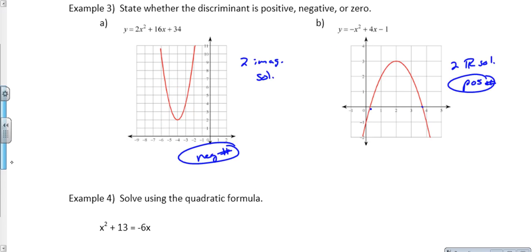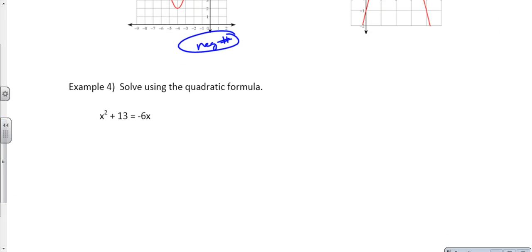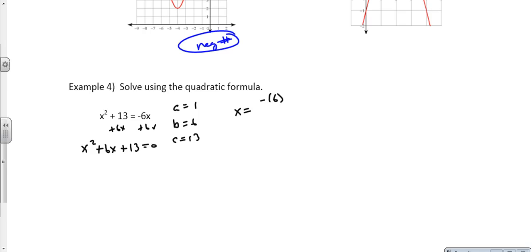Alright, let's go down to our last question here. Solve using the quadratic formula. We're going to add 6x to both sides. I get x squared plus 6x plus 13 equals 0. A equals 1, B equals 6, and C equals 13. So x equals negative b plus or minus square root of b squared minus 4 times a times c all over 2a.